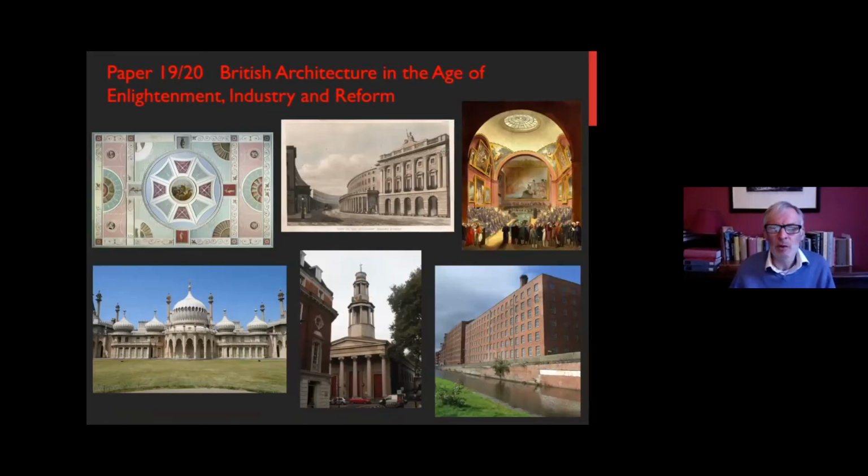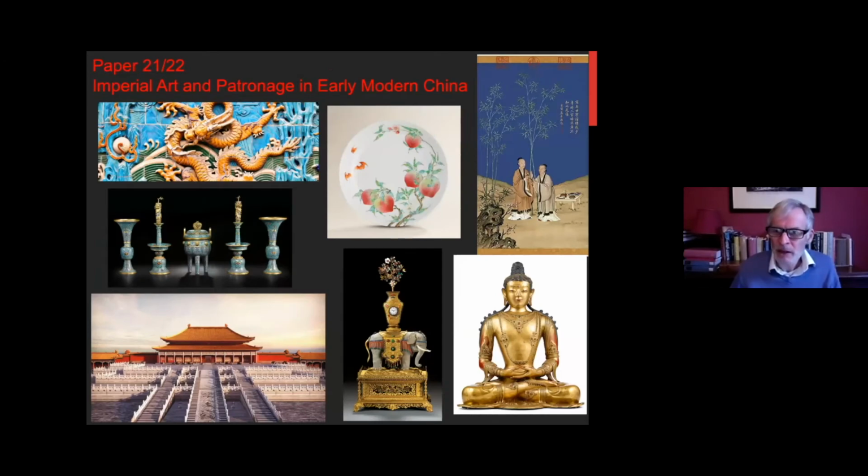Papers 19, 20 is British Architecture in the Age of Enlightenment, Industry and Reform. That's my own paper, in fact, and that's considering works of architecture from the middle of the 18th century through the beginning of the Industrial Revolution. This is Manchester down here on the bottom right, through to the big changes brought about by the Great Reform Bill in 1832. And then we bring in colleagues from other faculties occasionally to teach papers for us.